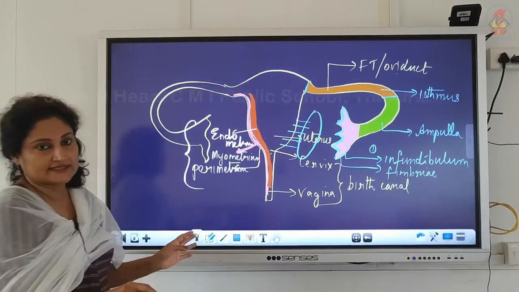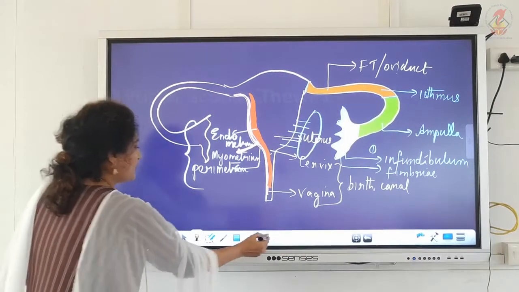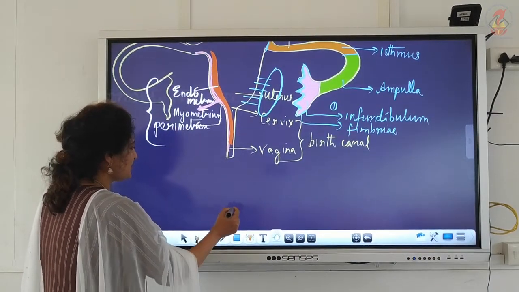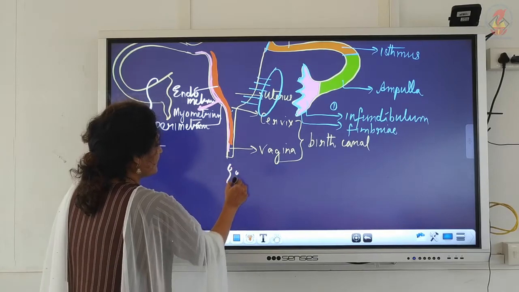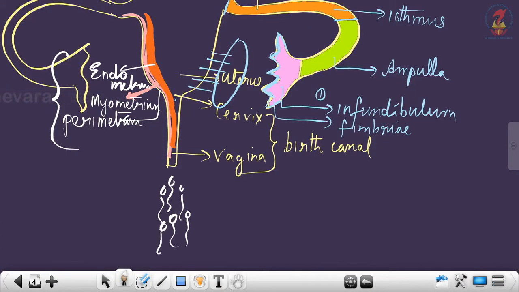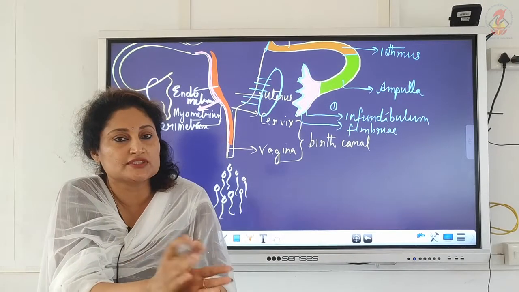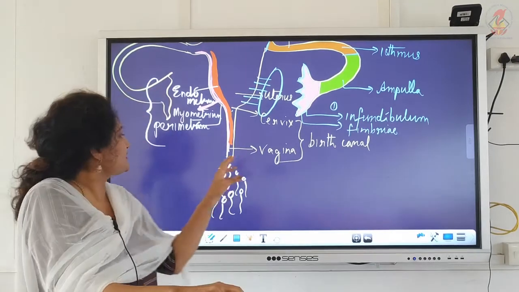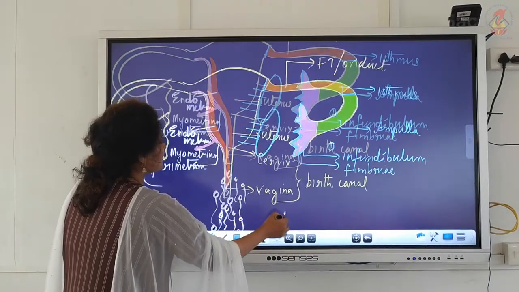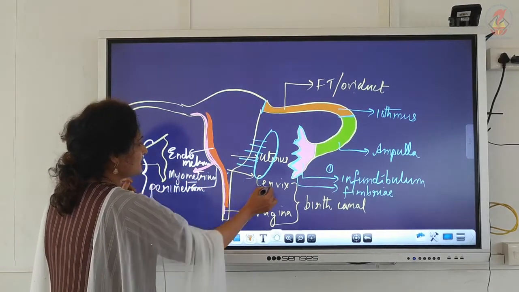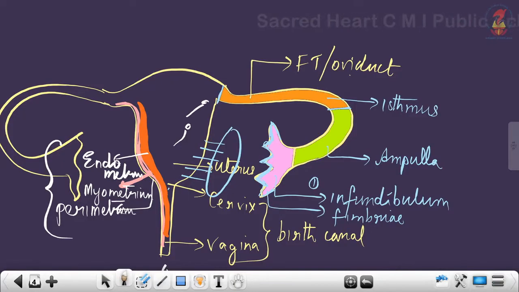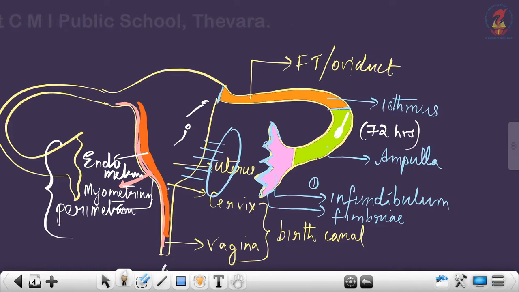Now coming back to fertilization. Our topic is fertilization. Now it is through the vagina that the sperms get in. I am indicating in white. Sperms enter through the vagina, and the process by which the sperm is deposited from the penis into the vagina is known as copulation or coitus. Now millions of sperms get in through the vagina, cervix, and they reach the fallopian tube. This is a place where the sperm remains for nearly 72 hours. 72 hours means 3 days.